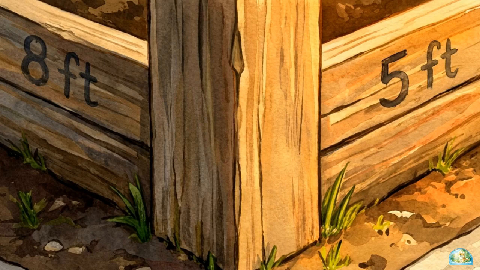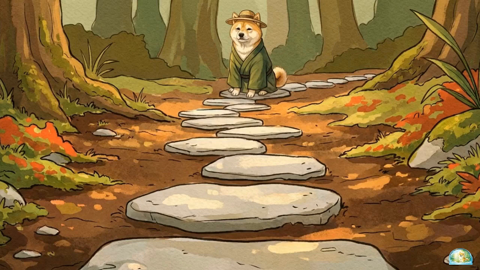This rectangular bed is 8 feet long and 5 feet wide. To find how far Juniper walks, we must look at the length of every individual edge. A rectangle has 4 sides, with measurements of 8, 5, 8, and 5 feet.